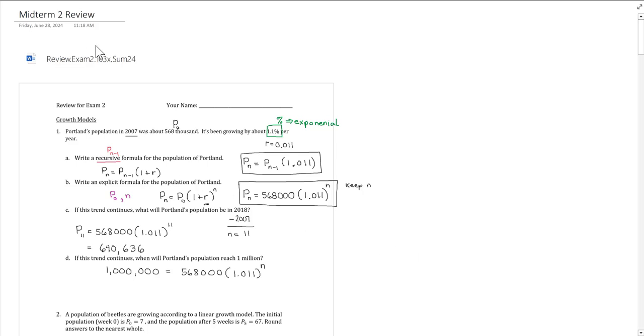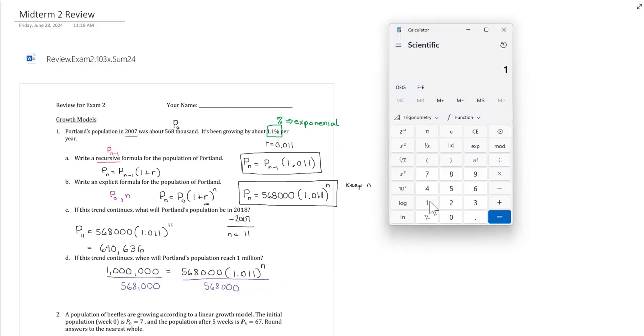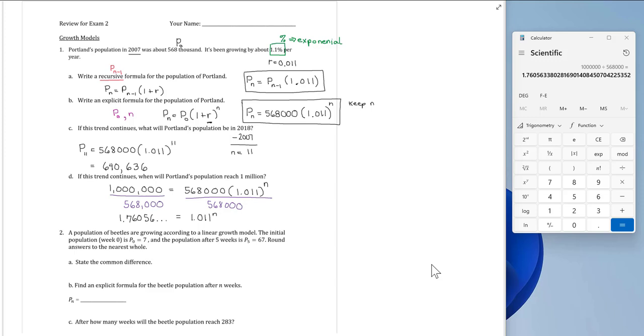Next, to solve for N, we need to first divide by 568,000. 1 million divided by 568,000 is equal to 1.76056. We're going to keep that in our calculator.